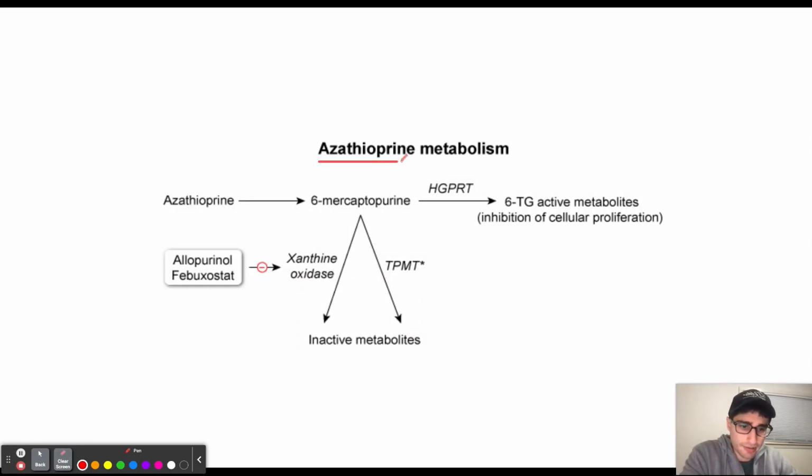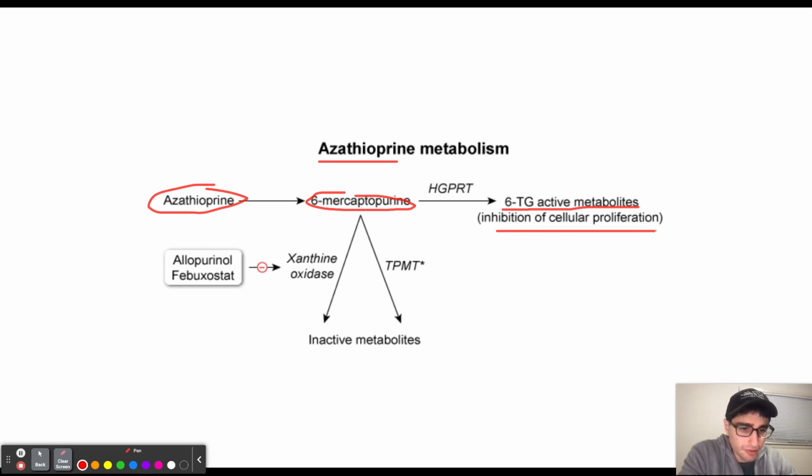Azathioprine is a drug that is used in autoimmune conditions like rheumatoid arthritis. It can also be used to reduce transplant rejection. And when it is taken up by the body, it is converted into the molecule 6-mercaptopurine. And 6-mercaptopurine can then be converted into 6-thioguanine active metabolites. And so these metabolites are going to have the therapeutic effects of azathioprine, and they work by inhibiting cellular proliferation.